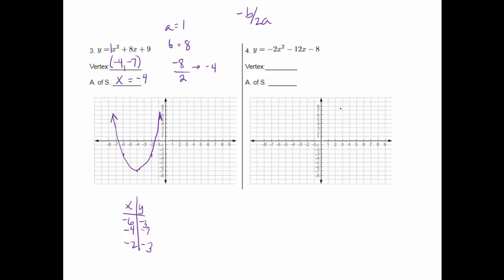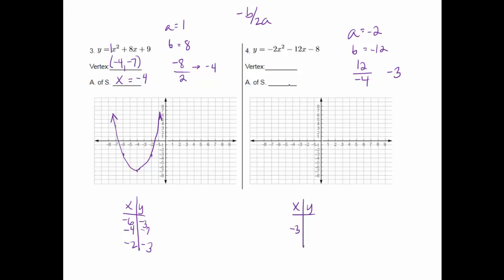Okay, number 4 is very similar to number 3. Y equals negative 2x squared minus 12x minus 8. Again, I'm going to get my xy chart all set here. Identify my a and my b. My a will be negative 2, and my b is negative 12. So when I do opposite b over 2a, the opposite of negative 12 would be 12, over 2 times my a value. 2 times negative 2 is negative 4. 12 divided by negative 4 is negative 3.